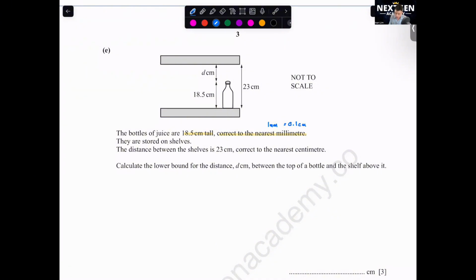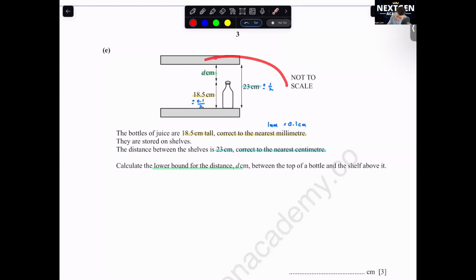Okay, next one. They are stored on shelves. The distance between the shelf is 23 cm, correct to the nearest cm. So we got these two values that they gave us. This one, the yellow one, you will take plus minus 0.1 divided by 2. The 23 cm one, you take plus minus 1 over 2. Okay, what do they want us to find? They want us to find the lower bound for the distance between the top of a bottle on the shelf and the one above it.